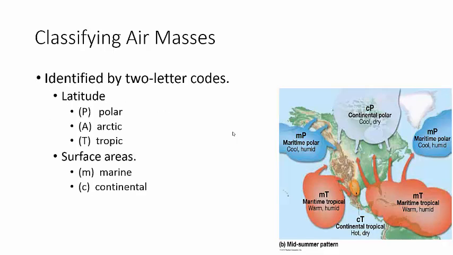So latitude gives you three letters: polar, Arctic, and tropic. Now remember I said you can kind of just drop Arctic, so you basically just need polar or tropic, but I'll tell you about Arctic anyway. And then the surface areas are marine or continental, or maritime and continental, basically M and C. So you have PAT and MC. Now you'll notice the PAT are capitalized, the MC are smaller case letters.